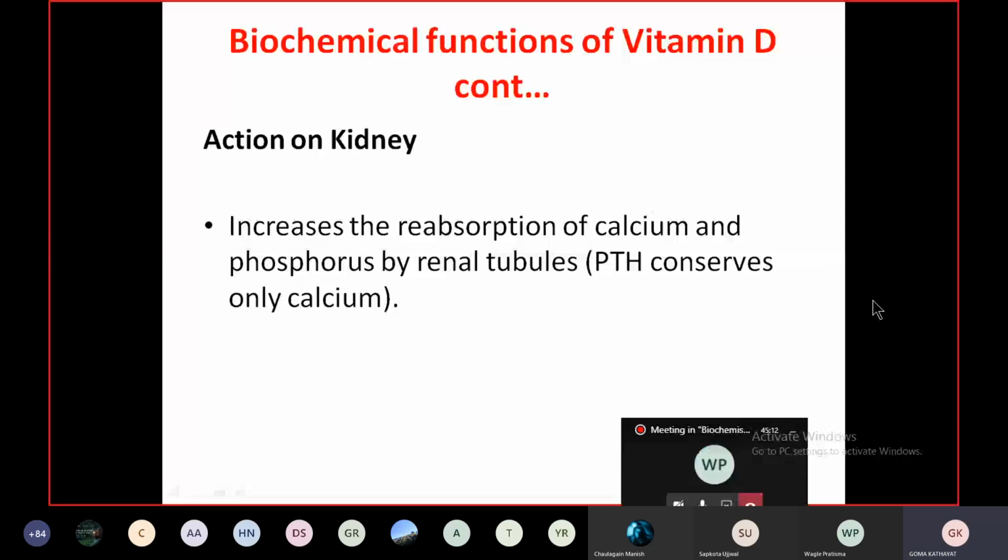Now coming to the requirements of vitamin D. These are the requirements for children, adults, pregnant and lactating women, and those above the age of 60 years.